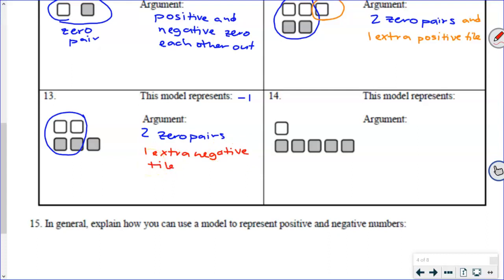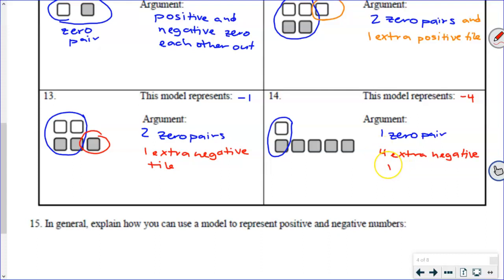And number 14. What does number 14 represent, please? Gideon. Yes, it represents -4. Why -4? Great. 1 0 pair, 4 extra negative tiles.